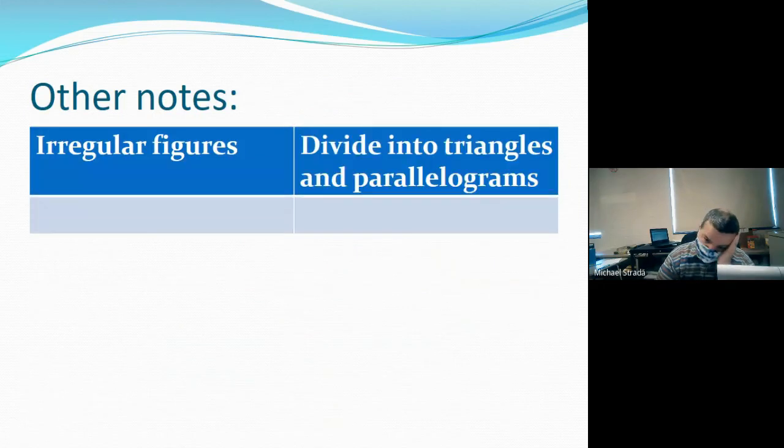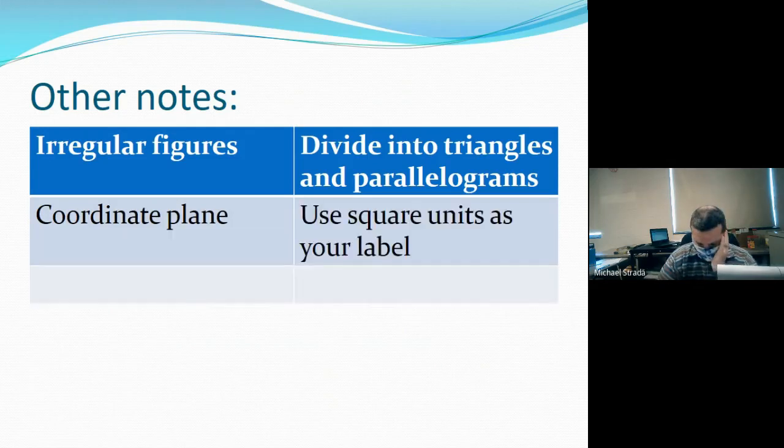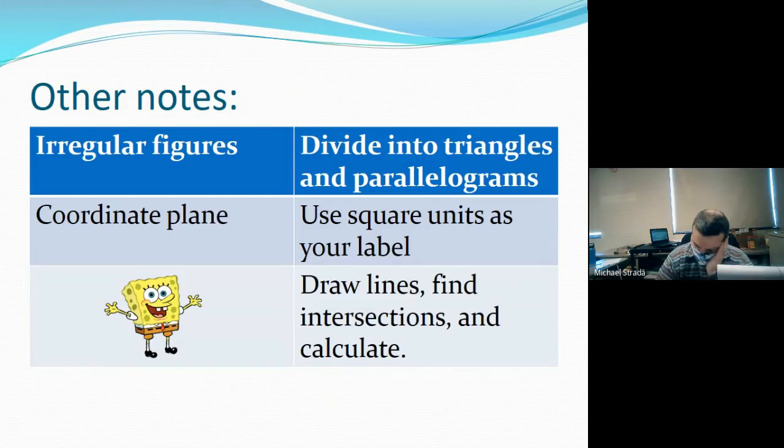If we're talking about irregular figures, we divide into triangles and parallelograms. If we talk about the coordinate plane, we're going to use square units as your label. We're going to draw lines, find intersections, and calculate. And since yesterday people had an issue with that being blank, we threw sponge.